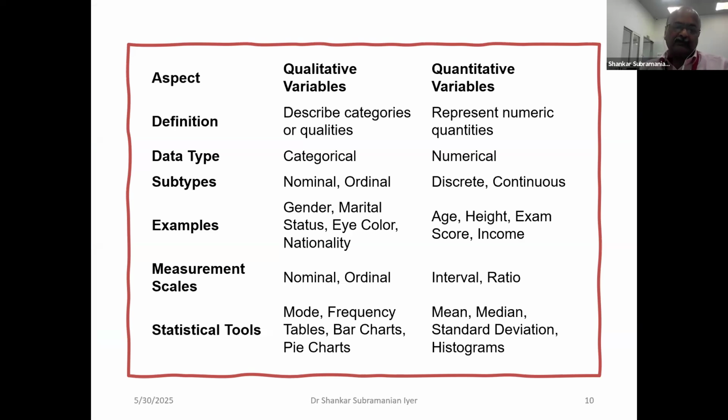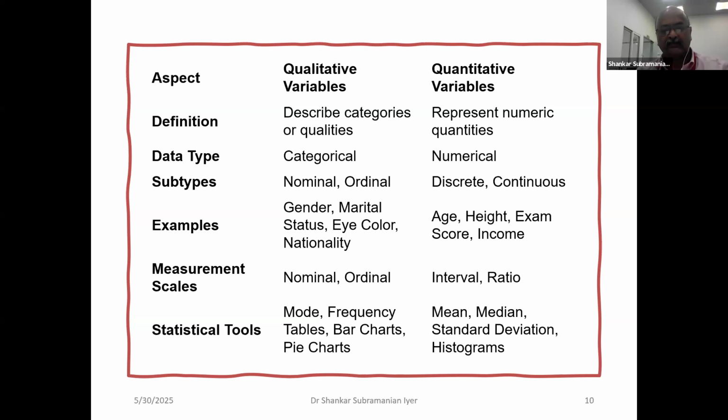When you look at the aspects, let's say you put it in tabular form: qualitative and quantitative, and how they compare against each other. The definition of qualitative is that it describes categories or qualities, going in depth, while quantitative is looking at numbers, representing numeric quantities. The data type is categorical for qualitative and numerical for quantitative. The subtypes are nominal and ordinal for qualitative, and discrete and continuous for quantitative.